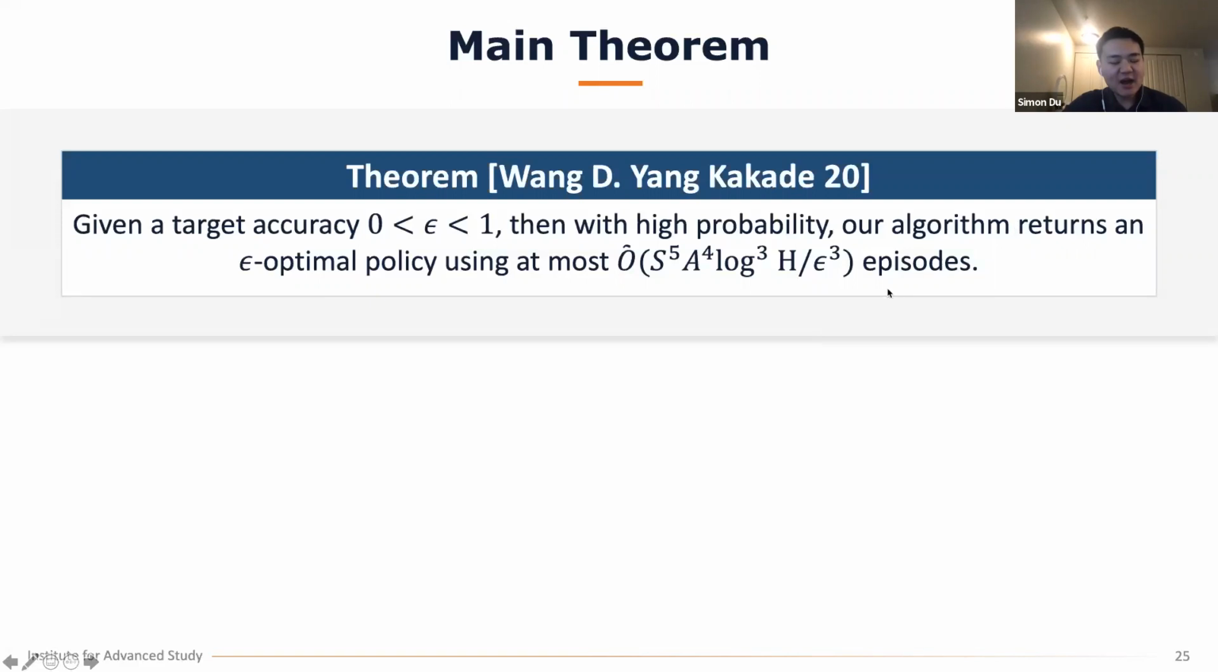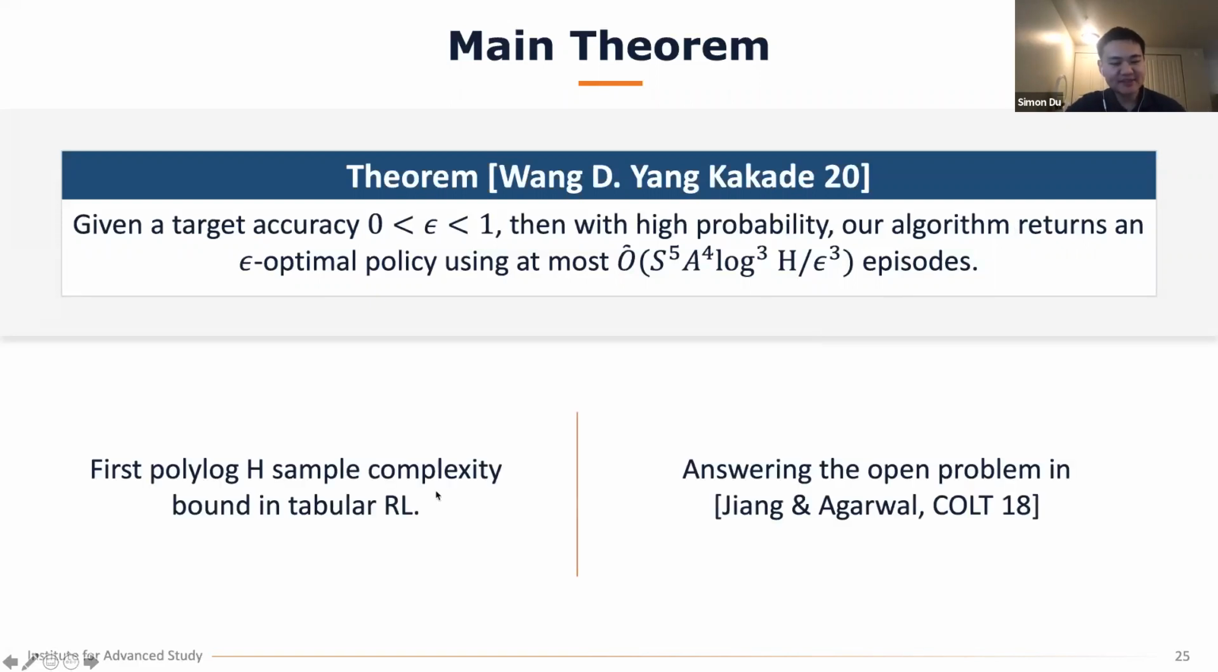But what we want to highlight is that this is the first algorithm with sample complexity that only scales polylog in H. This is the first result of its kind in the tabular reinforcement learning literature, and it answers the open problem from Jiang et al., COLT 2018. And this is a negative answer: there is an algorithm that only needs polylog H sample complexity to find an absolute optimal policy. So here's our result.